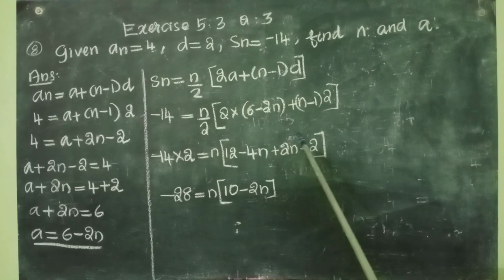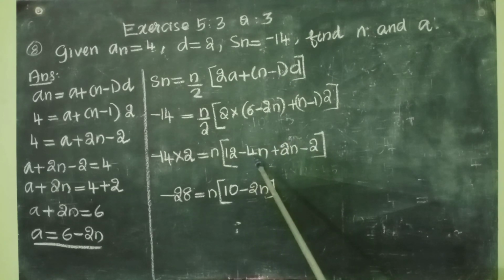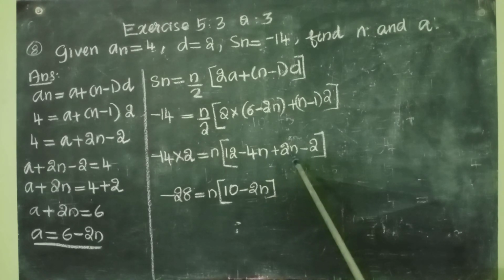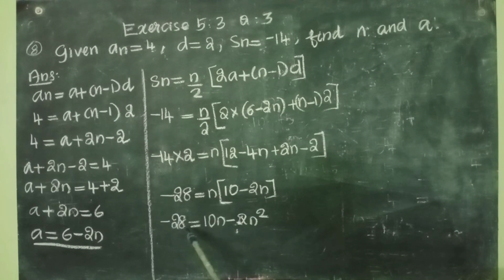Plus 12 and minus 2 we can add. We are getting 10. Minus 4n and plus 2n we can add. We get minus 2n. Now we can remove this bracket. We get minus 28 equal to 10n minus 2n square.